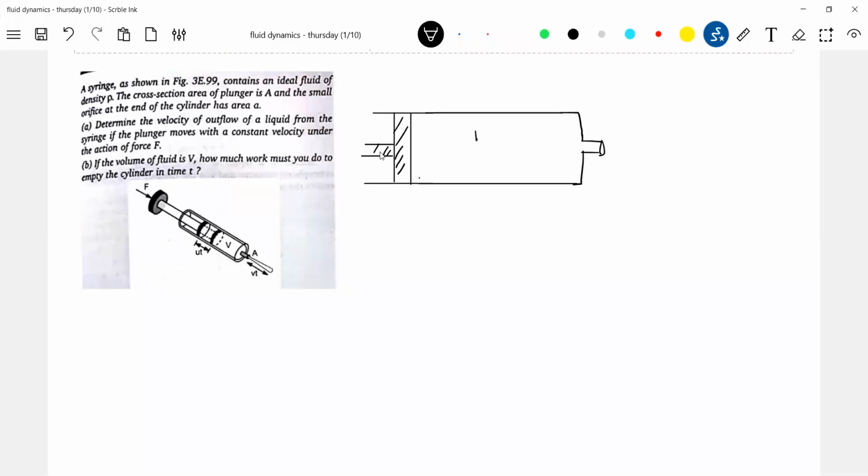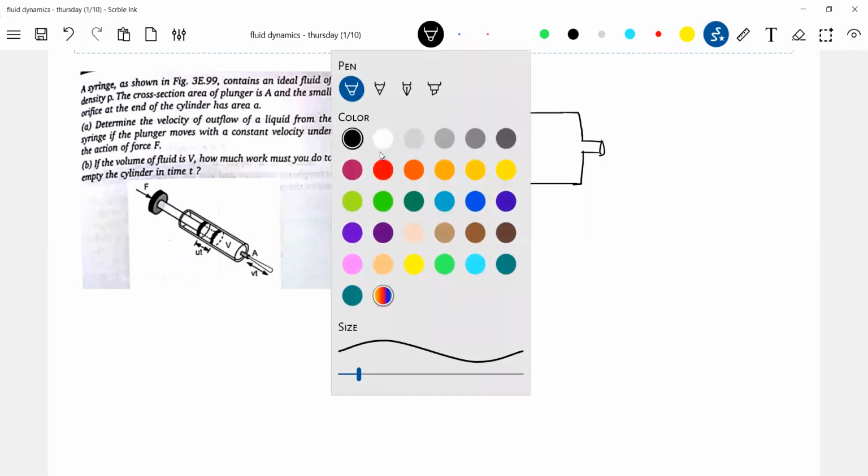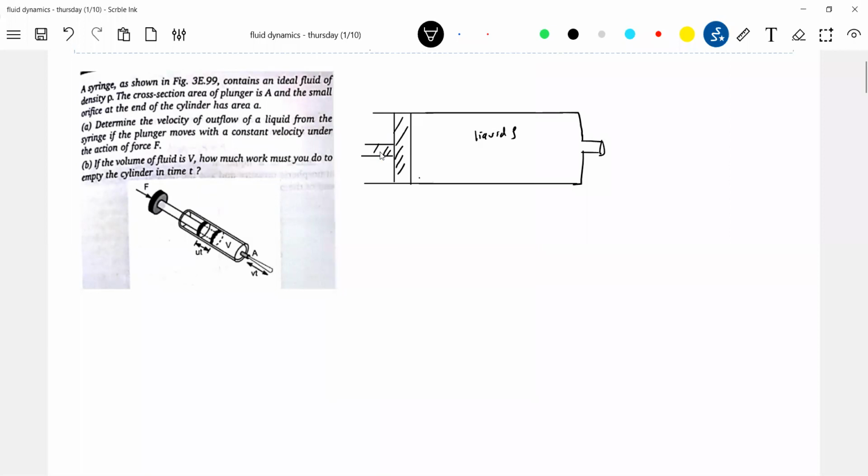Here there will be liquid of density rho present. Fine. So there's an orifice. What do you mean by orifice? Small hole. Orifice A. There's a piston, or what you can call a plunger or piston.